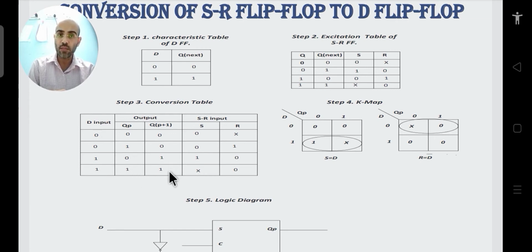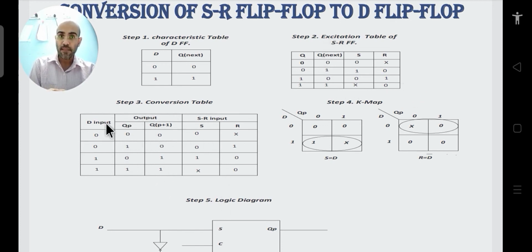Now in this table you can see that if your D input is 0 and QP is equal to 0, then your QP+1, because D is 0, will always be equal to 0. If D is equal to 0 and QP is equal to 1, then also QP+1 will be equal to 0. So this is very easy to understand, and from this table you just overlap this excitation table over this step 3, and then you get this.